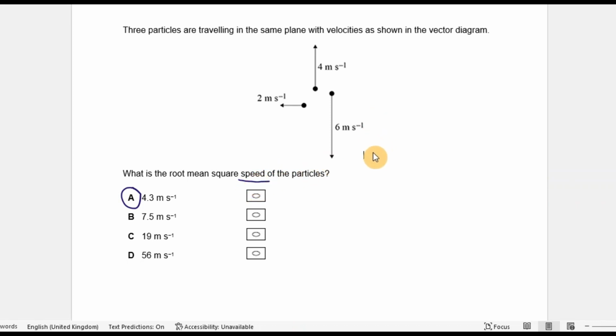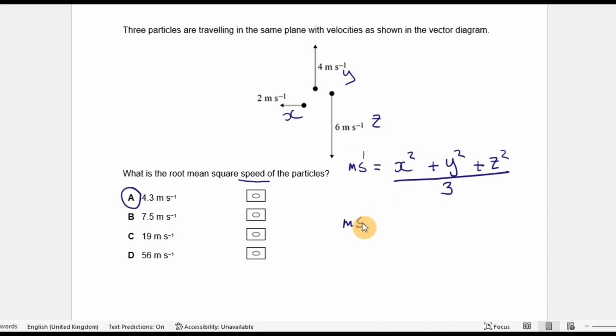So the mean square speed, not the root mean square speed, the mean square speed of these particles, let's call them particles x, y, and z, and we'll say they have velocities x, y, and z, is the speed of x squared plus the speed of y squared plus the speed of z squared over the number of particles, and there's 1, 2, 3.